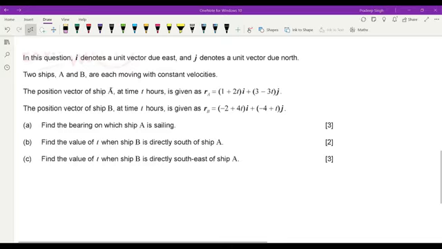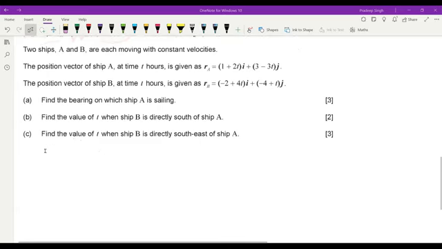In this question, two ships A and B's position vectors after time t hours are given. In part A, we have to find the bearing on which ship A is sailing. So let's revise the concept.